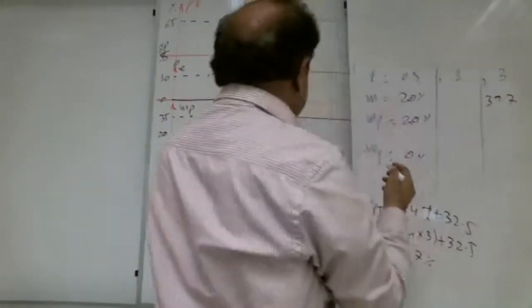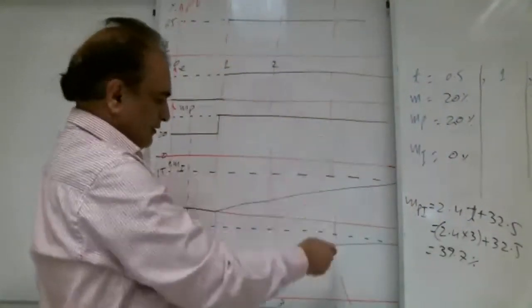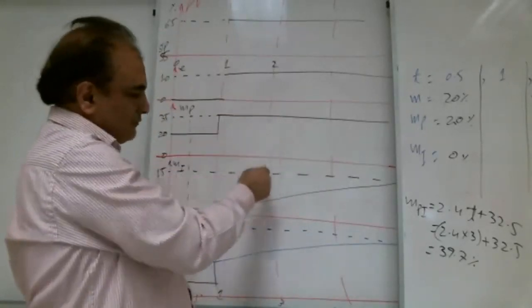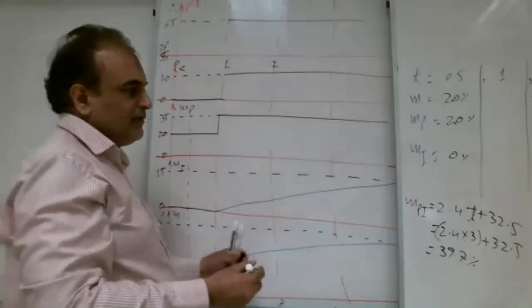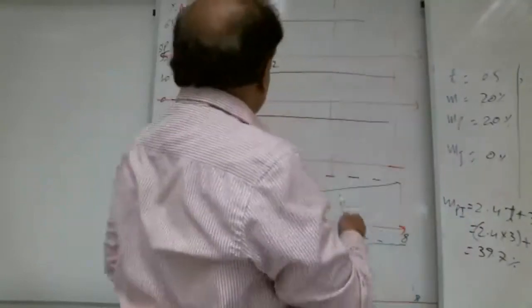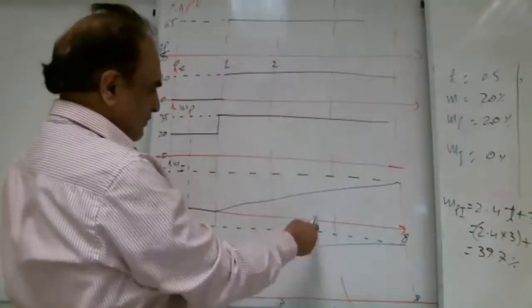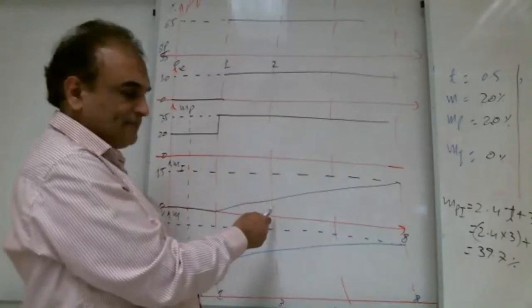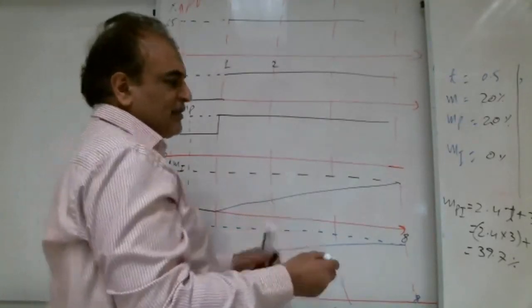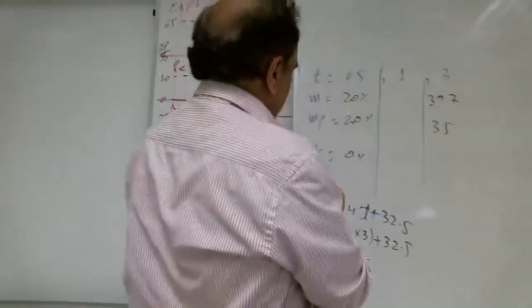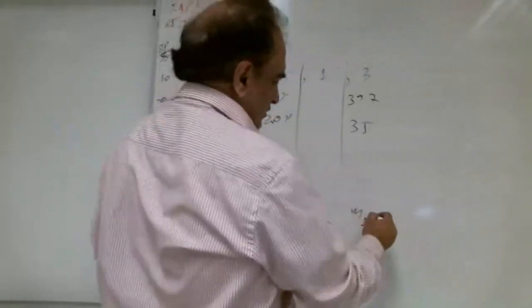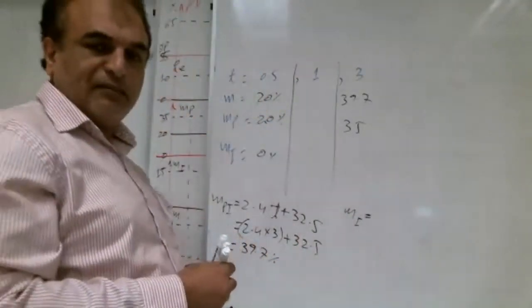So here, 39.7. How much MP at 3? How much MP, Shabab? At 3. 35. Very good. 35. And MI? How much MI? Again, we need to calculate from the equation. What was the equation for MI?